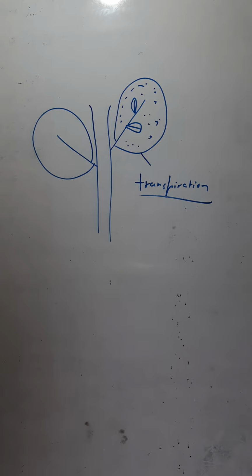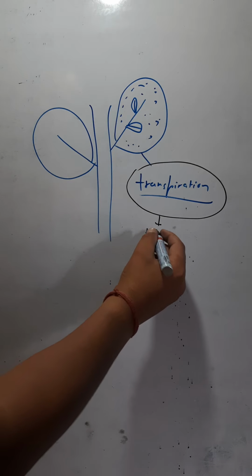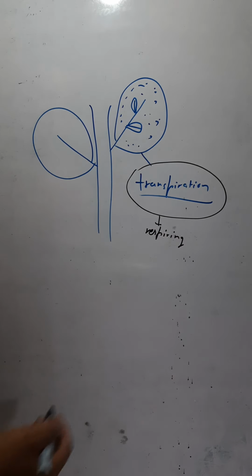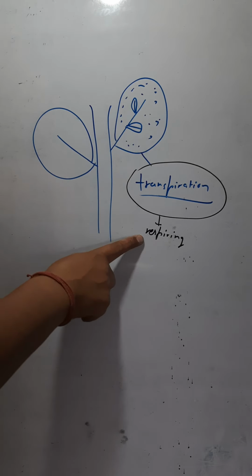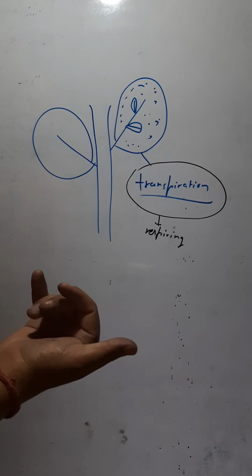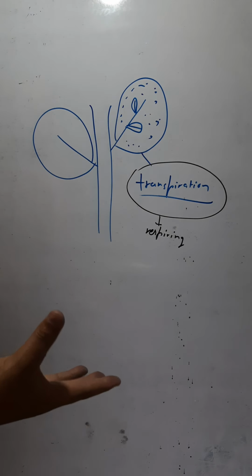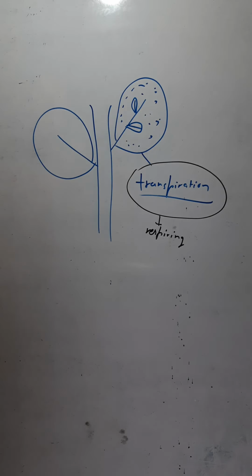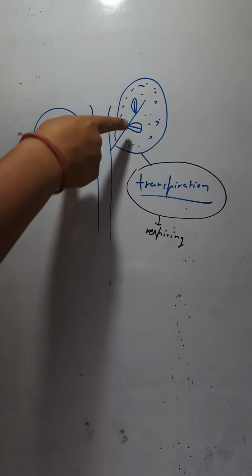Now one thing let me tell you, this transpiration process continues while the plants are respiring. Like we are respiring, while we respire we take in oxygen and release carbon dioxide and water droplets into the atmosphere. Are you getting this now? A similar process is here also.